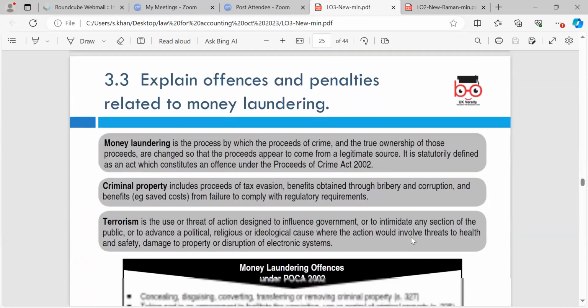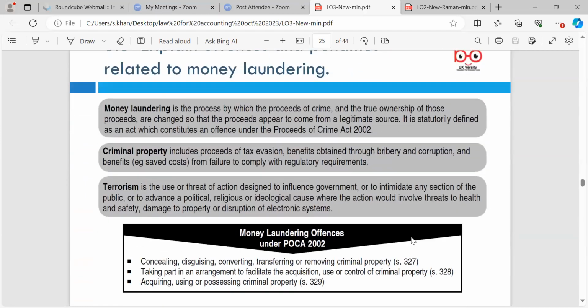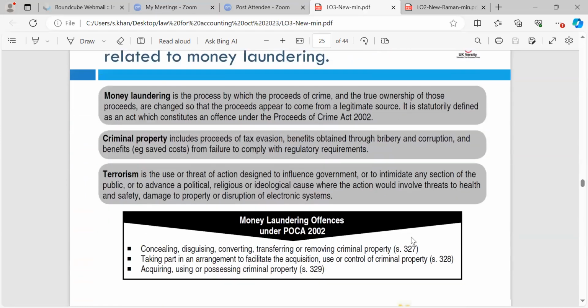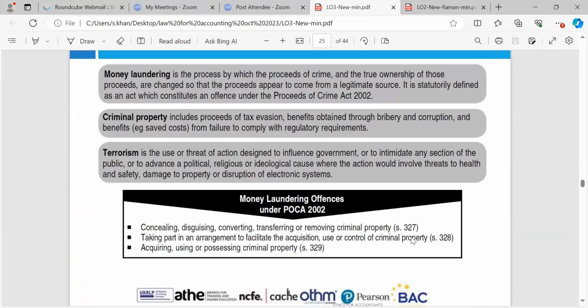3.3. Explain offences and penalties related to money laundering. So money laundering, as we said, is a process by which proceeds of crime and true ownership of proceeds are changed so that proceeds appear to come from a legitimate source. It is statutorily defined as an act which constitutes an offence under the Proceeds of Crime Act 2002.